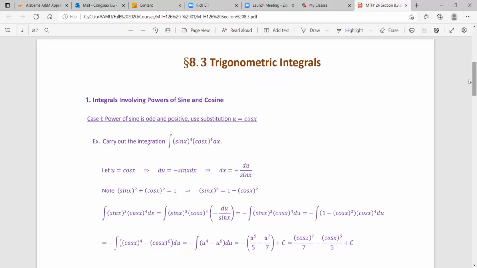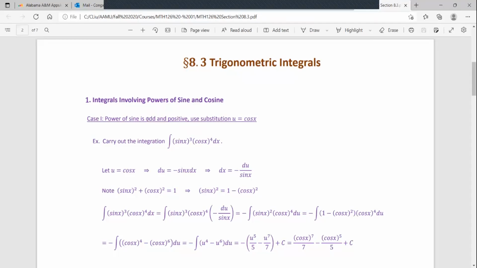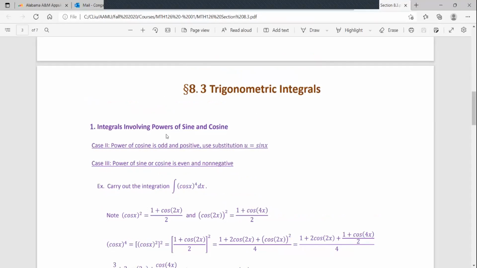Okay, so that's the first case: the power of sine is odd and positive. Now the other case is obviously the power of cosine is odd and positive. Then we're going to use substitution u equals sine x, symmetric with case 1. So that will be case 2, and I will not discuss any examples. So the power of cosine is odd and positive: use substitution u equals sine x, case 2.